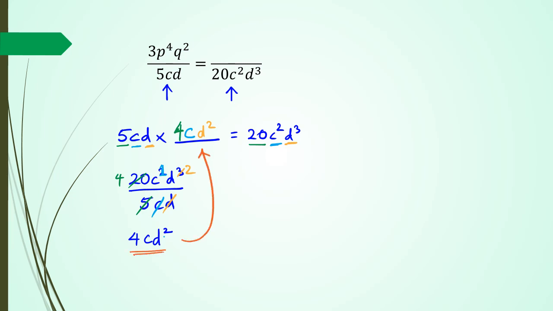And this is exactly what we're going to multiply both the numerator and the denominator by, because when we do that, the denominator now equals 20c²d³. As for the numerator, we're going to get 4 times 3, which is 12. But then after that, you really don't have anything else. So it's just going to be cd²p⁴q².